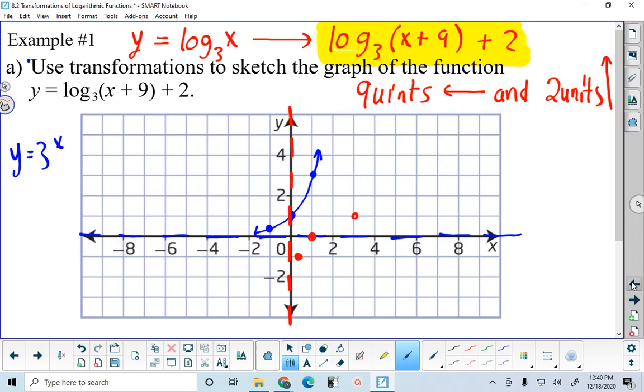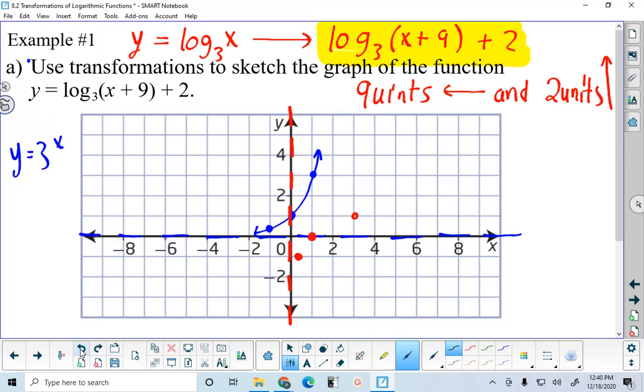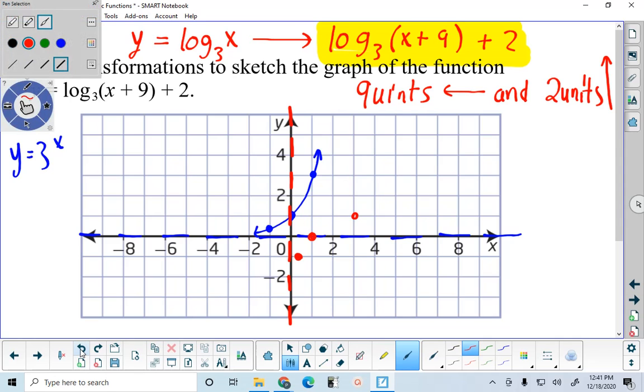If you wanted to, and I wouldn't do this, I'm going to do it and then erase it. You could point out to yourself that this is in fact a reflection in the line y equals x. But I'm not too concerned about that. In fact, all I'm really concerned about, everybody, is the red graph. This is y equals log base 3 of x.